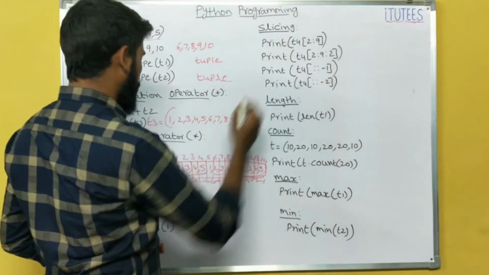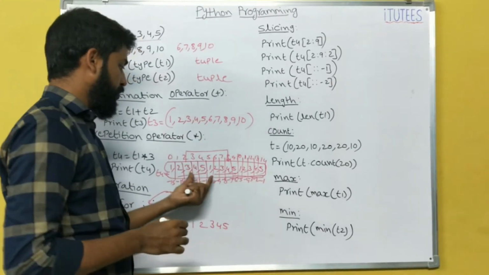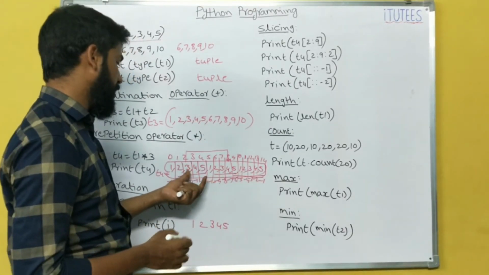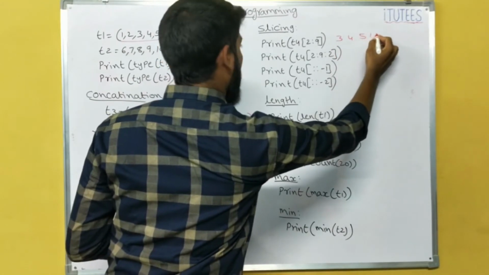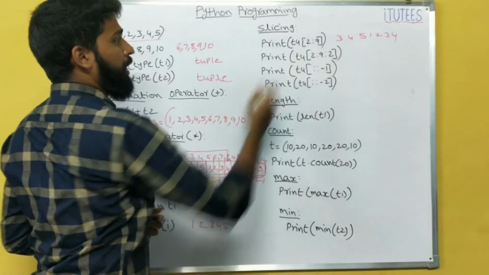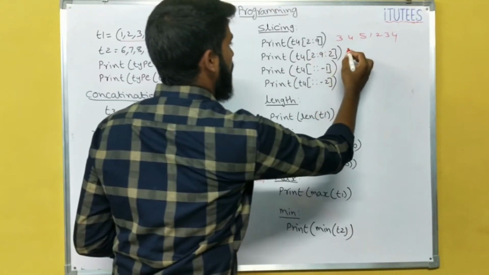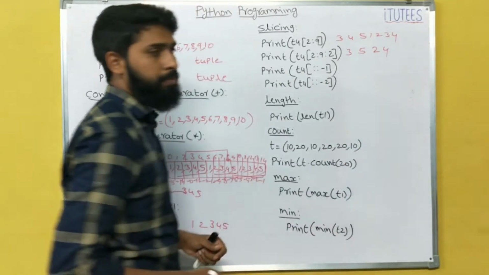So now, 2 to 9, that means 2 to 8, n minus 1. That means it prints 3, 4, 5, 1, 2, 3, 4. So 2 to 9, step is 2. That means it prints 3, 5, 2, 4.